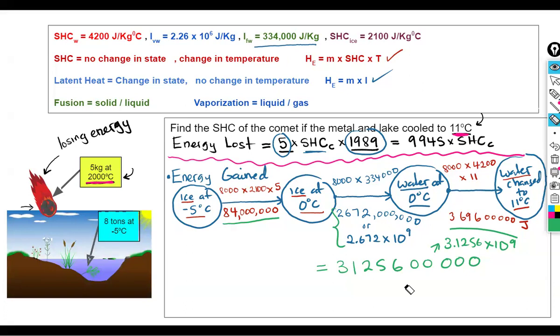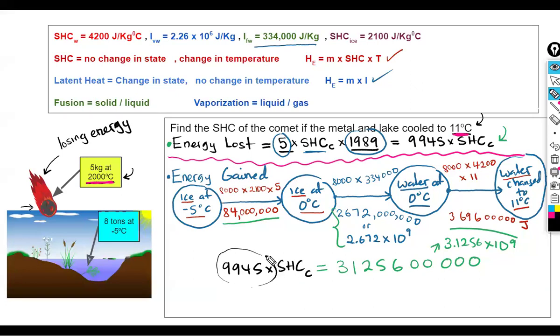by the leak. Look for your errors. I give everybody a few seconds, right? Remember, energy lost is equal to energy gain. So if this is the energy gain and this is the energy lost, we can put both things equal to each other, 9945 multiplied by the specific heat capacity of the comet. We need to solve for the specific heat capacity of the comet.